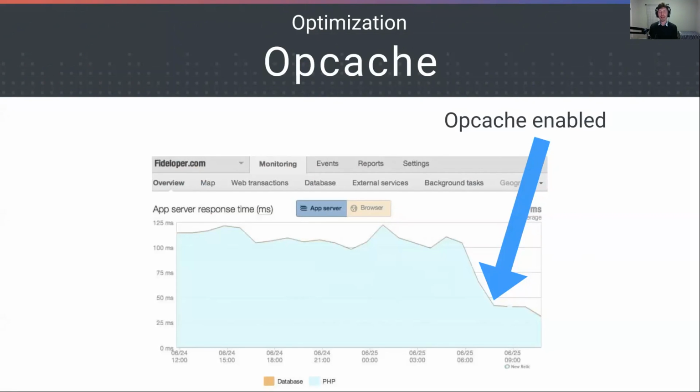Okay. OPcache is a gimme. It should definitely be enabled. You can see here kind of an old screenshot on fideloper.com. It's reduced my CPU usage a bunch, reduced the number of milliseconds PHP takes.